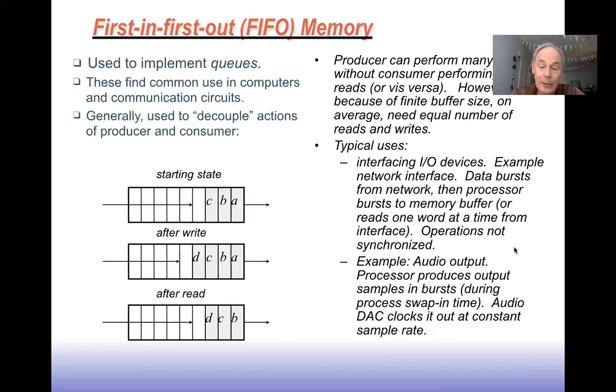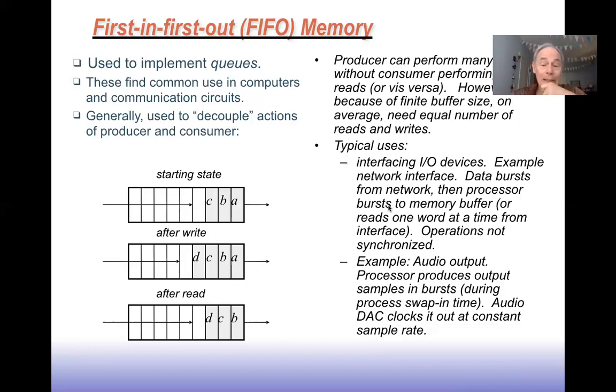Another example would be audio output. The processor is producing, maybe it's doing audio decoding from, you know, iTunes or something like that. And it will produce bursts of samples or blocks of audio samples to be sent out to the headphones while the process is running. And then maybe it gets swapped out and some other process is running. Well, the processor can write the samples into a FIFO. And then the audio D to A converter, which is sending the samples of sound out to the loudspeaker or to the headphones, can operate at a very constant rate because it's going to send the samples out at a constant rate in order to produce the music. So the FIFO decouples the action of those two. So that finds lots of uses. FIFOs find lots of uses like that.